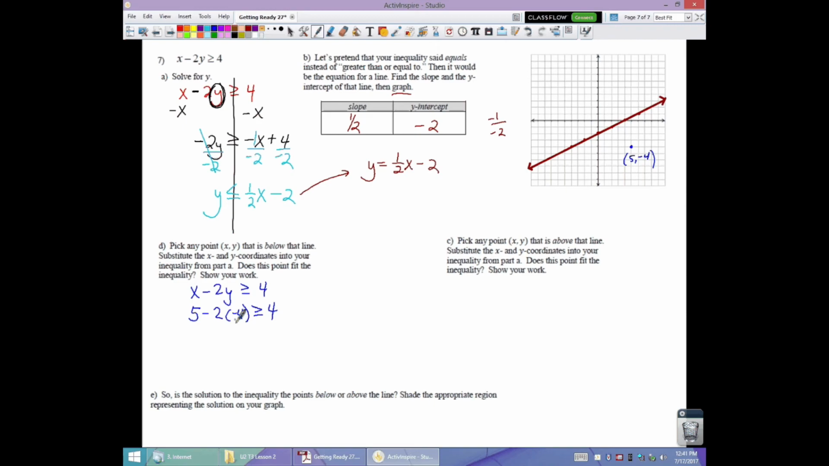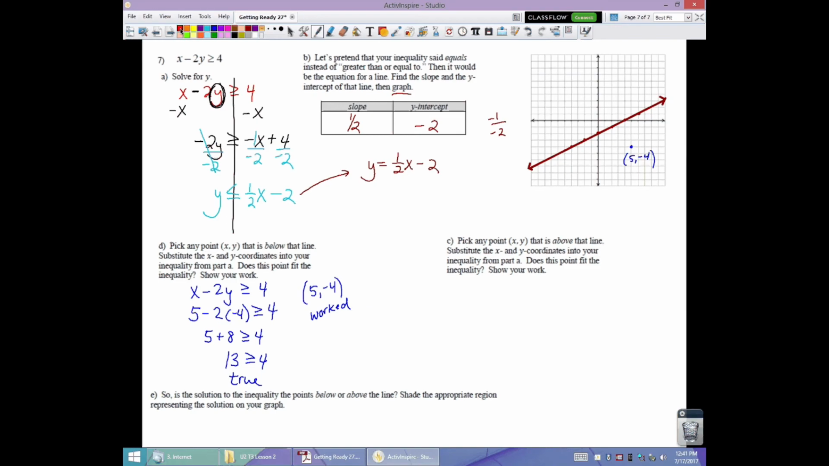Well, -2 times -4 is +8. So 5 plus 8, 13 is greater than or equal to 4. Does it work? Yes, that is a true statement. It does fit the inequality. It's true. So 5, -4 worked.